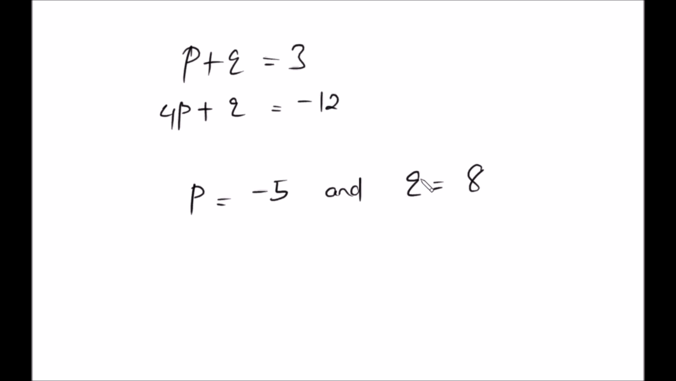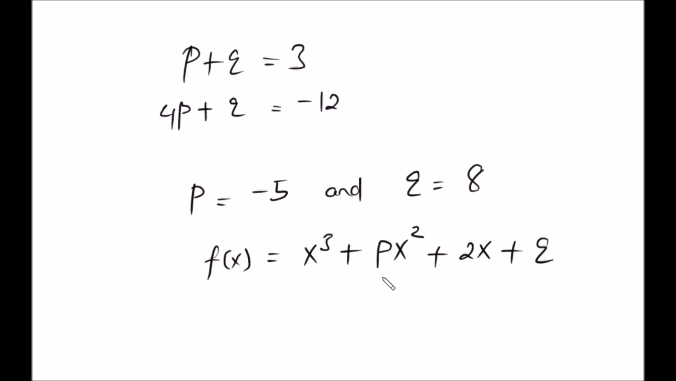Yeah, so that's the value of p and q. Lakini kwenye swali alisema find the third factor. Sasa f of x ilikuwa ni nini? Ilikuwa ni x cube plus px squared plus 2x plus q. Lakini p na q zishapatikana. Kwa hiyo kumbe f of x ni x cube minus 5x squared plus 2x plus 8.